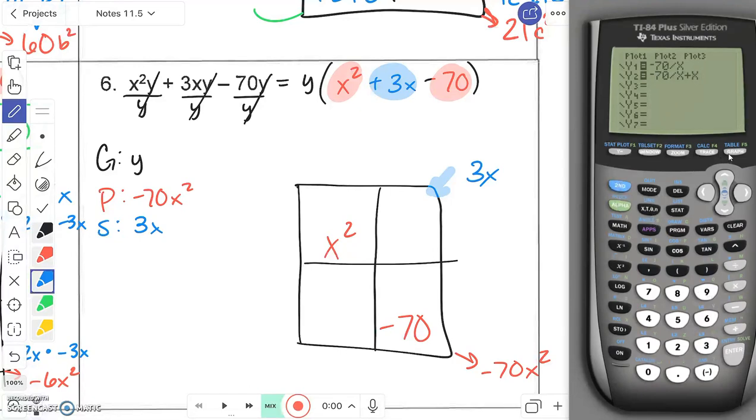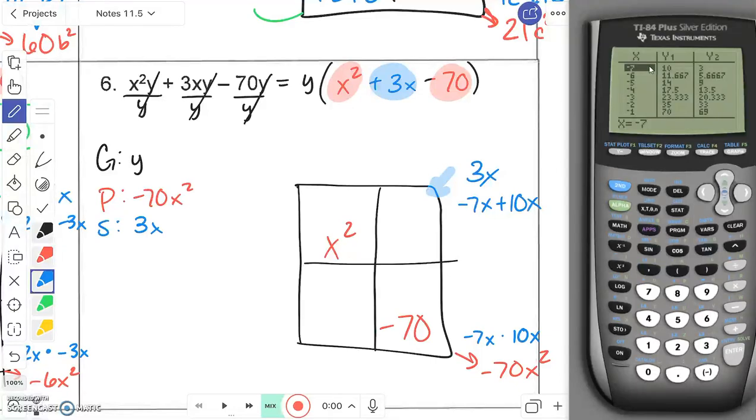Go to my table, and I'm looking for it to be 3 in that column. Ooh, these are all negative, which means I'm going to go up. Ooh, there it is. There's a positive 3, which means my two factors are negative 7, positive 10, because negative 7x times positive 10x would give me negative 70, but negative 7x plus 10x would give me a positive 3. So those are my two factors. Negative 7x, positive 10x inside my box.